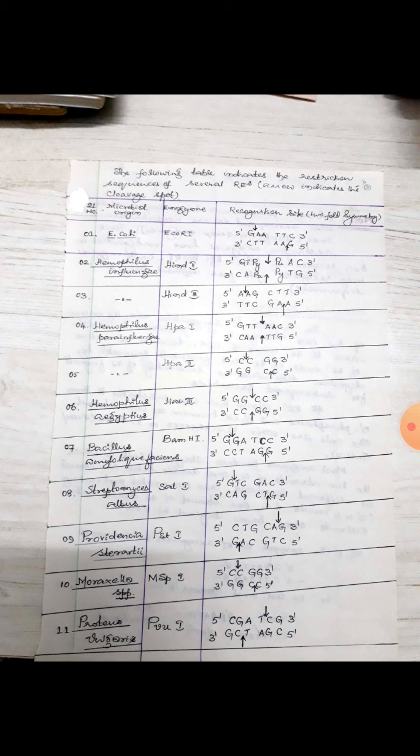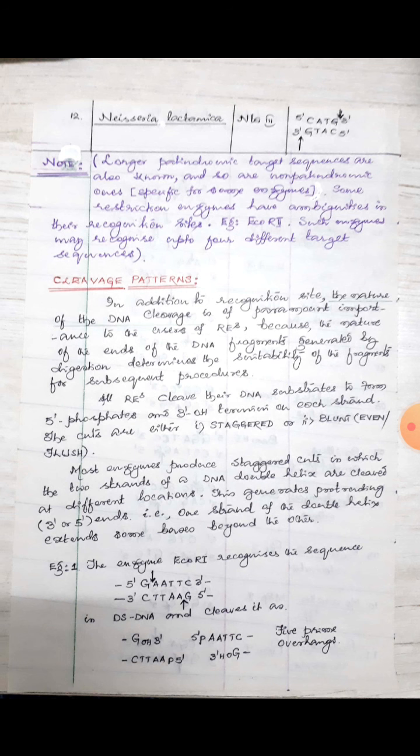in DNA molecules. So in this table, I have given a few restriction endonucleases, their source, that is microbial origin, and please note that most of these restriction endonucleases are extracted from bacteria. And in the next column, I have shown their recognition site, and I have also given a hint as to how exactly they are going to cut the DNA molecule. Okay? Next.